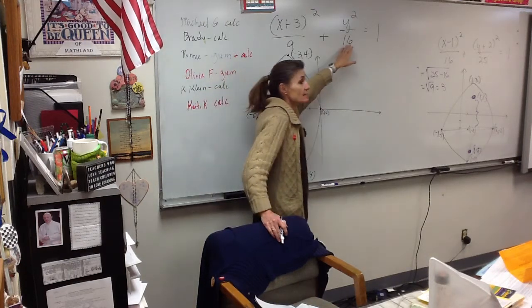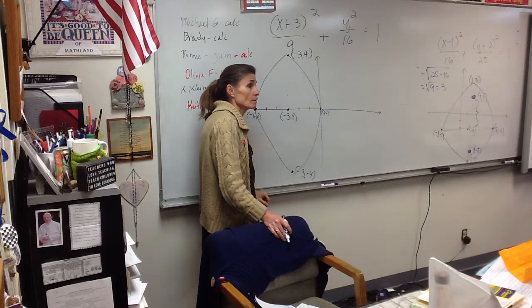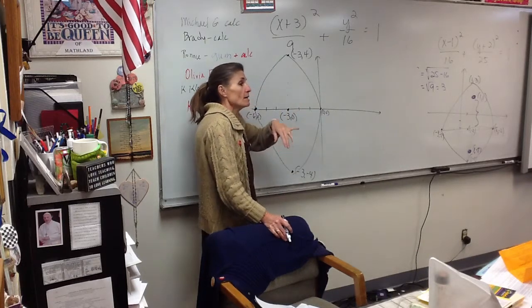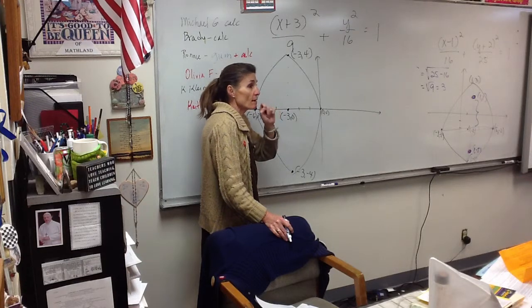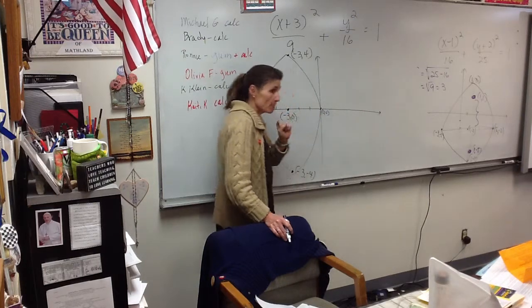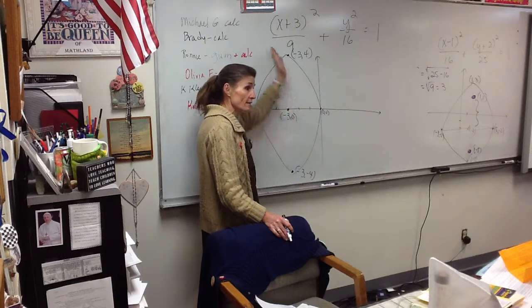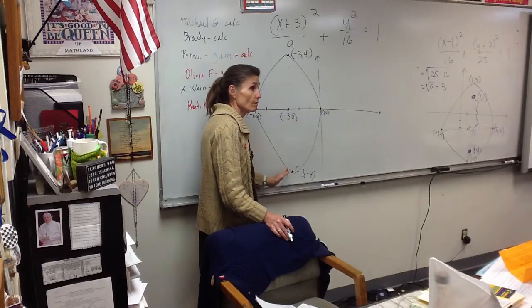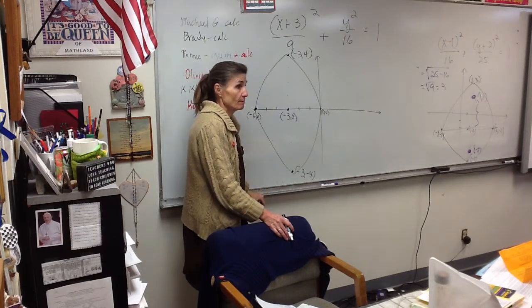Abby, what does the 16 tell me to do? What does the 16 tell me to do? Go up and down how many? Think of it as like a radius. 4. Yep. So I went up and down 4. So what is the total length of that then, if I went up and down 4? 8. So your major axis is 8.